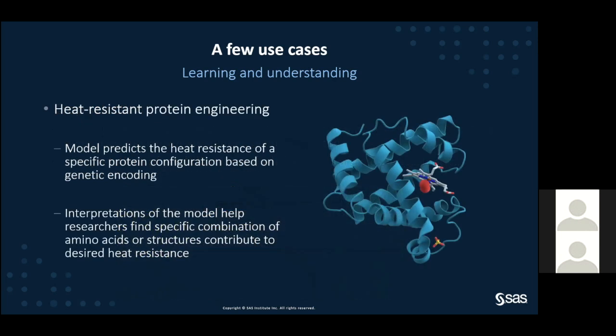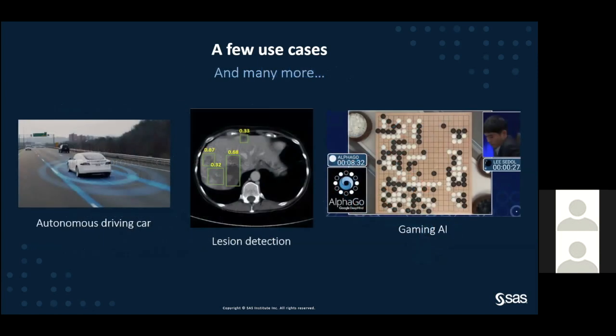Another similar case is when people are trying to build heat-resistant proteins. The model will predict the heat resistance of a specific protein configuration. And by interpreting this model, it helps the researcher find specific combinations of amino acids or structures that contribute to desired heat resistance. And that helps them understand their protein better. And there are many more cases. Basically, whenever you're using a complex model, there's room for understanding, debugging, or transparency in the model where you can potentially use interpretability methods.